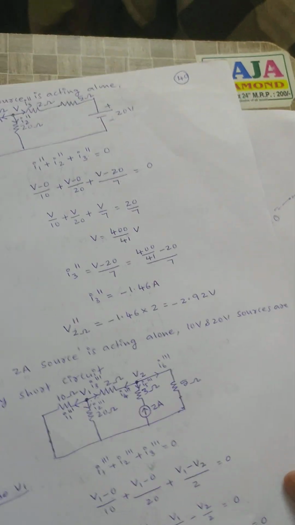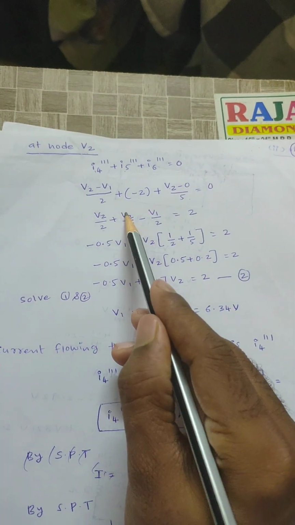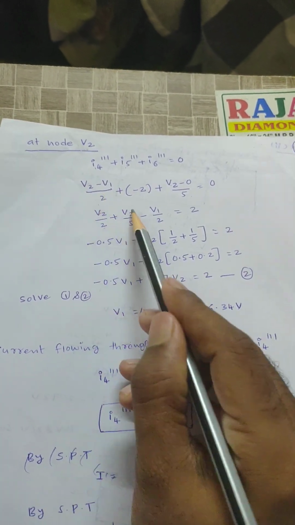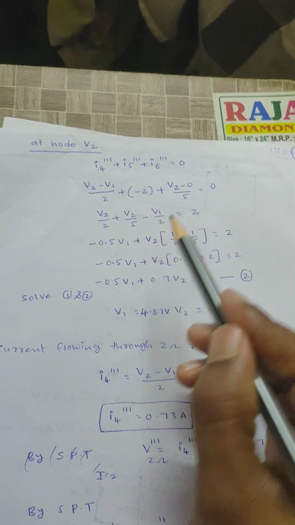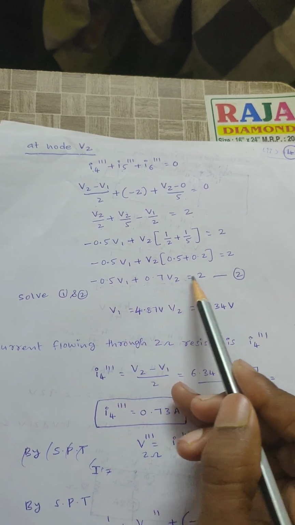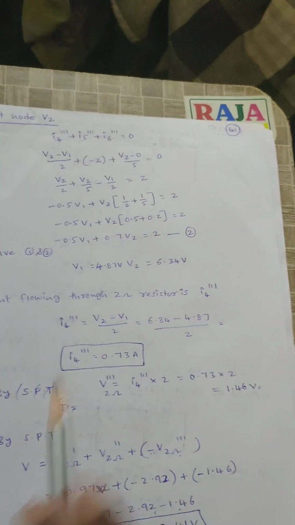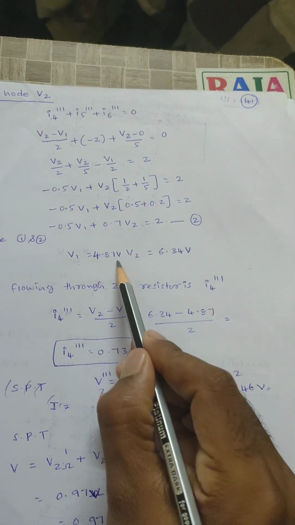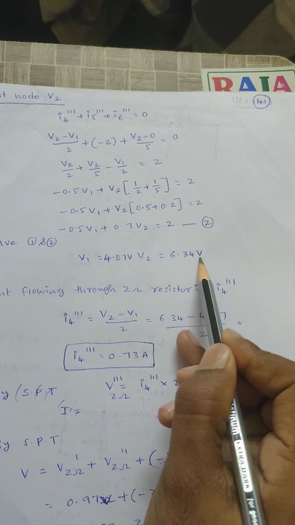Then minus 2 plus I6 double dash, which is (V2 minus 0) by 5. That is V2 by 5 plus V2 by 2 minus V1 by 2 equals 2. If I simplify this equation, I will get minus 0.5 V1 plus 0.7 V2 equals 2 volts. By solving equation 1 and equation 2 in the calculator, you will get V1 as 4.87 volts and V2 as 6.34 volts.